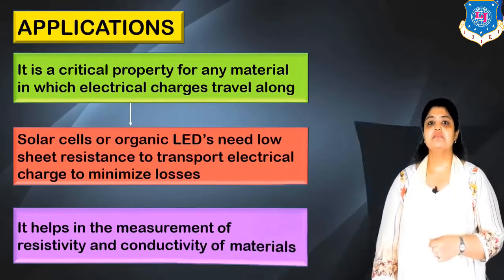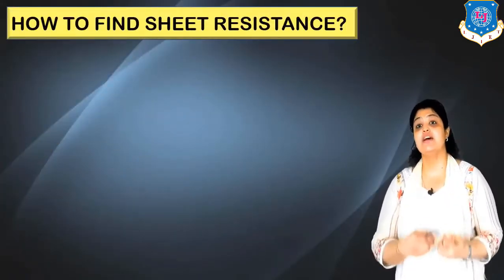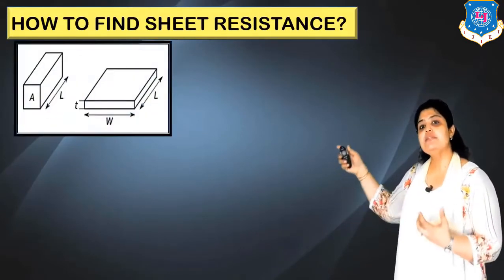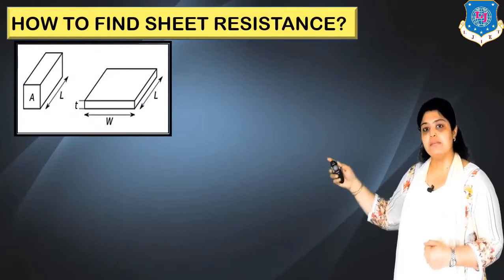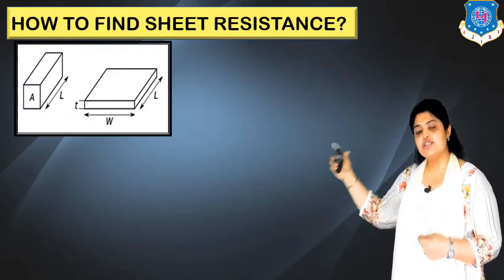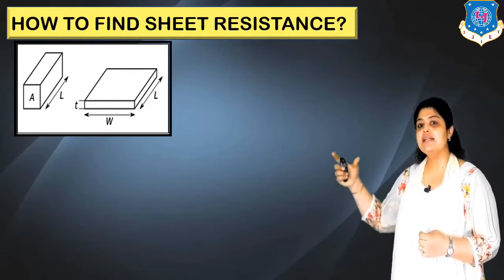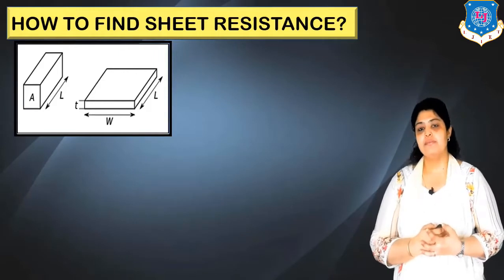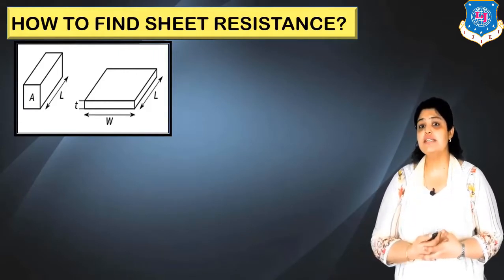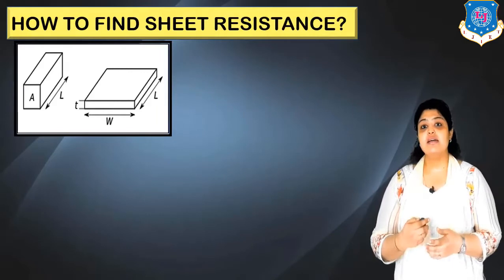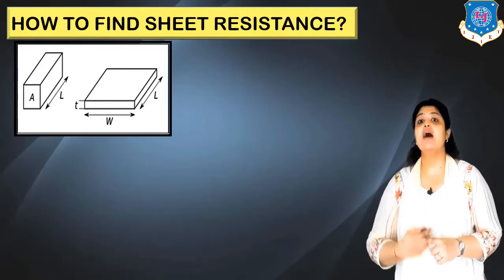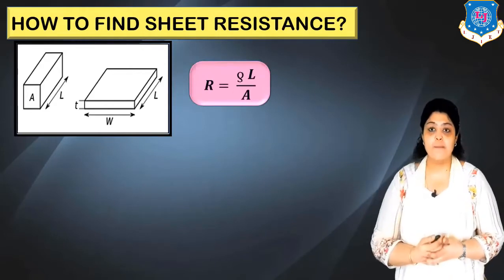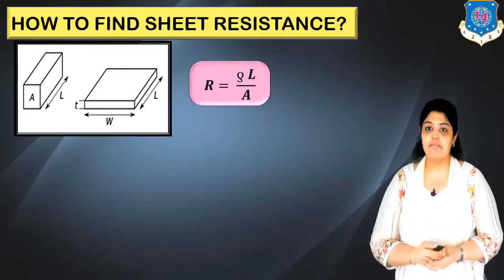Now let's see how sheet resistance is calculated. How do we find sheet resistance? Let me explain with a simple figure wherein we have assumed some parameters. Say A is the cross-sectional area of a conductor, L is the length of the conductor, W is the width, and T is the thickness of this sample. How do we define resistance of such a sample? Resistance R is proportional to L upon A, and hence we get the formula R is equal to rho L by A. Here rho is the resistivity of the sample.